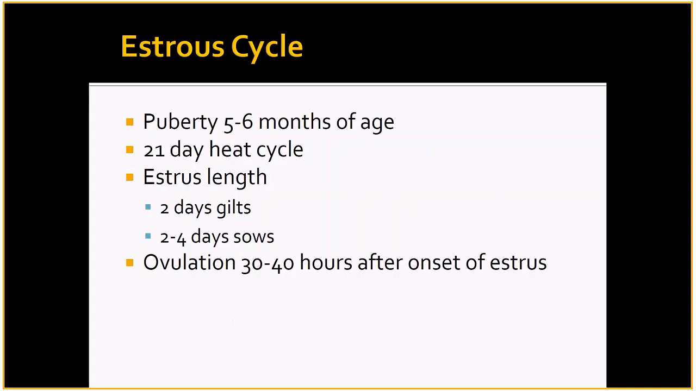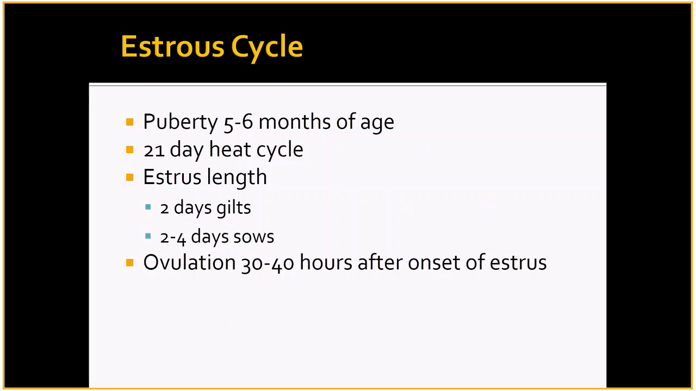So, the estrus cycle, again, once we start getting into a lot of the numbers, it's always averages. So just bear that in mind. There's always some outliers, and probably some genetic differences and that sort of thing. So just keep that in mind as we're going through. On average, puberty is at 5 to 6 months of age, they have a 21-day heat cycle. The length of a heat is around 2 days in gilts. Sows 2 to 4 days, usually a little bit longer.